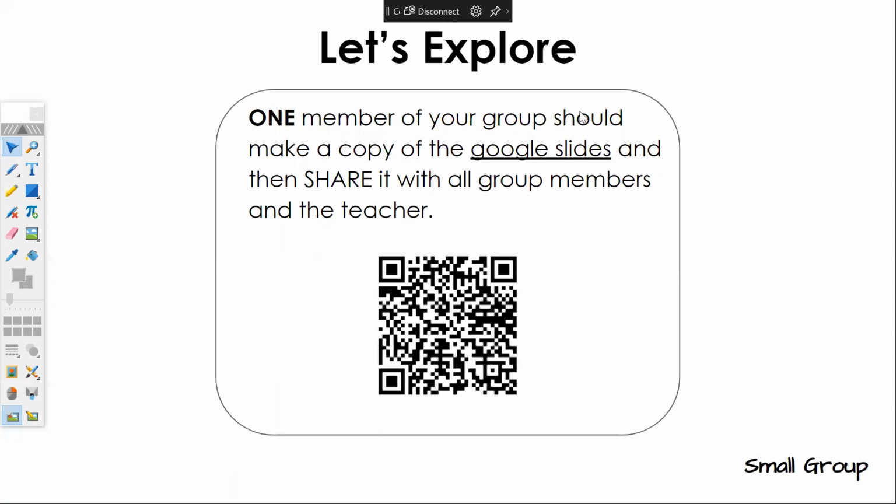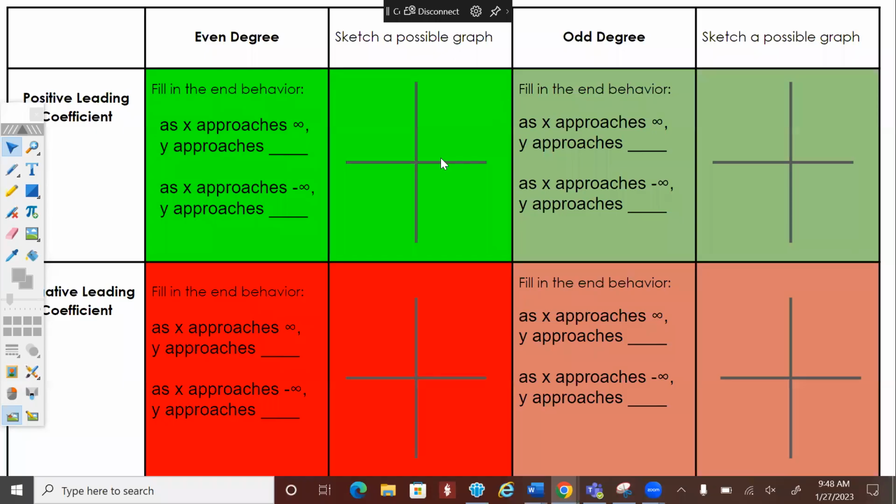Okay, so one member of your group should make a copy of the Google Slides and then share it with me. Okay, so we're gonna explore. So if you want to do the QR code on that, it's the fact that I have too much storage. What? So you're taking a second.